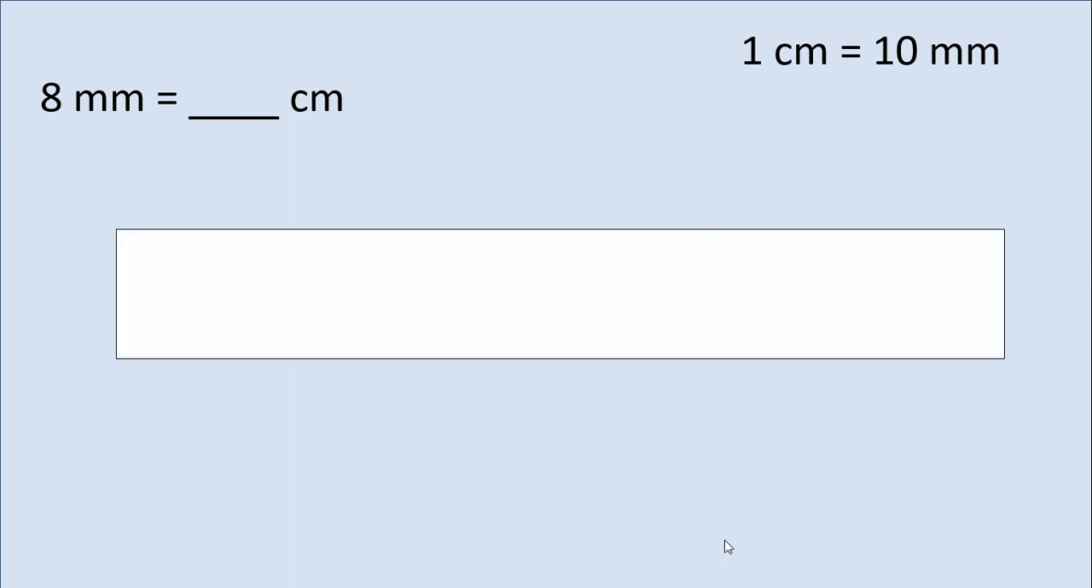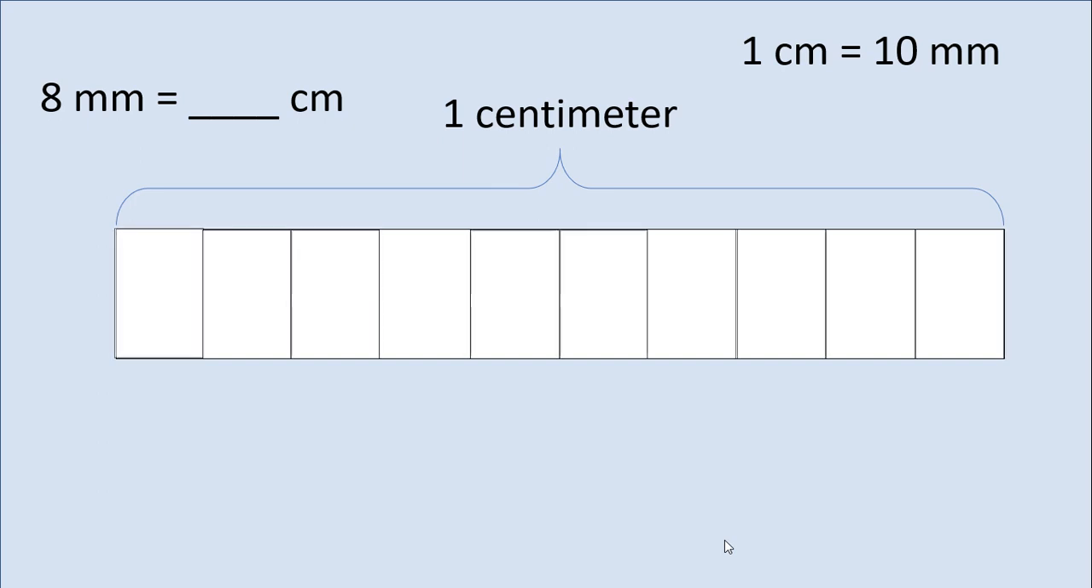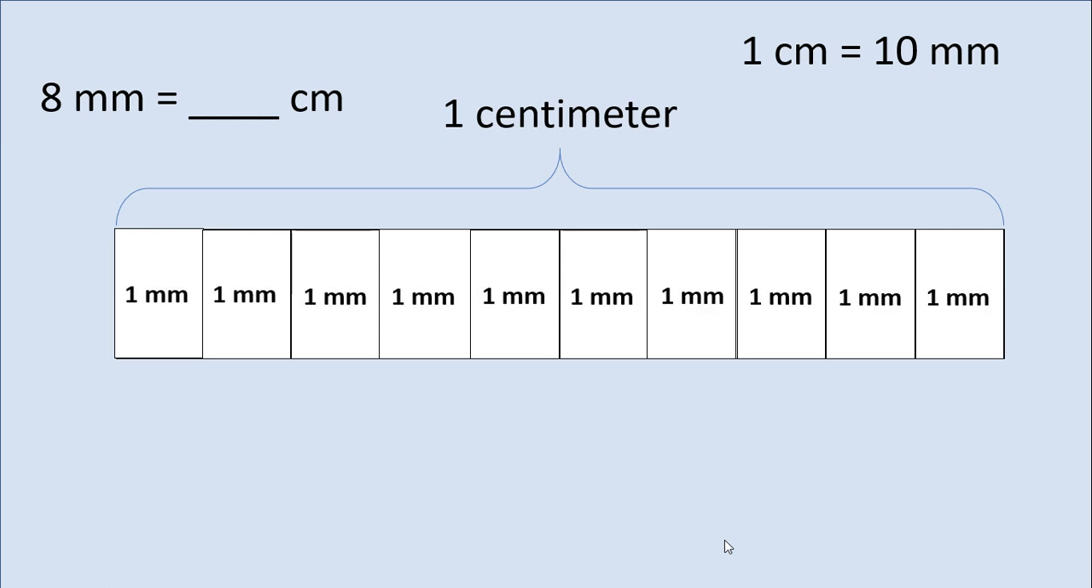Let's start by drawing a tape diagram. This whole tape diagram is going to be worth 1 centimeter. Remember, there are 10 millimeters in 1 centimeter, so we're going to break this tape diagram into 10 equal parts. Each part is going to represent 1 millimeter. So here we can see that 1 millimeter is worth 1/10 of a centimeter.